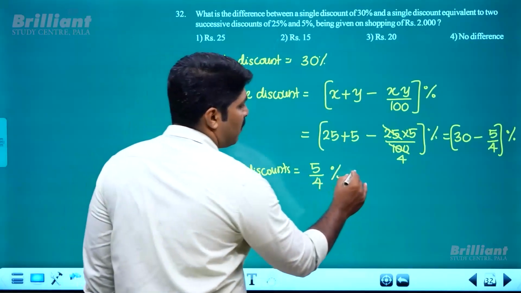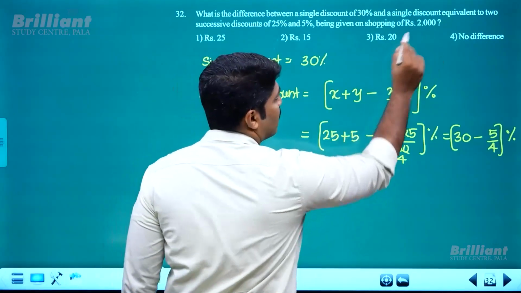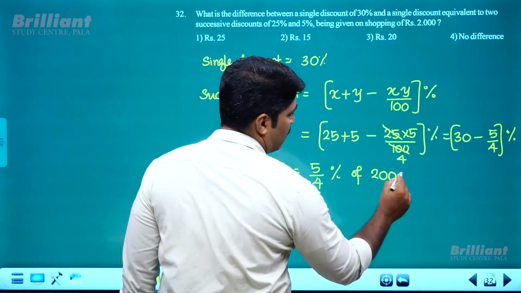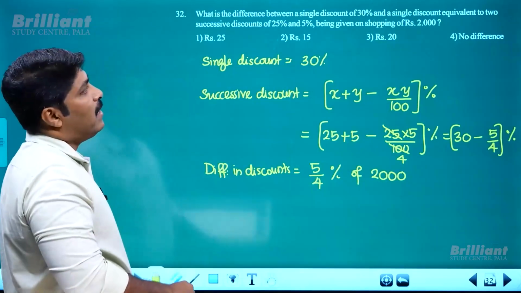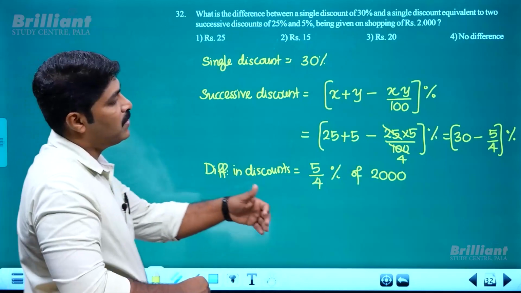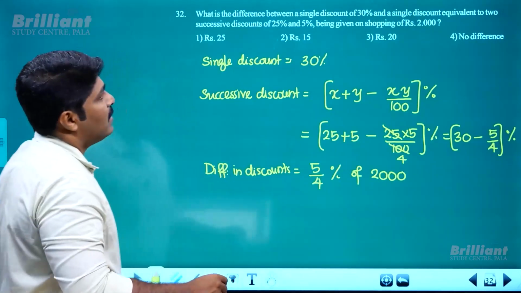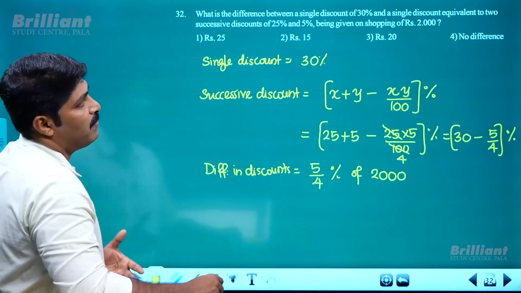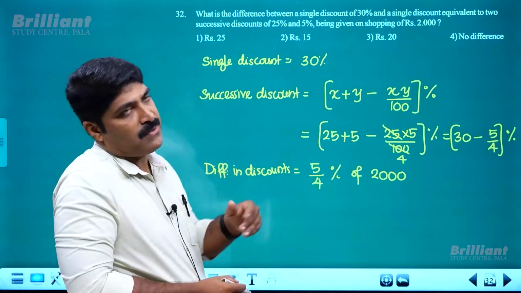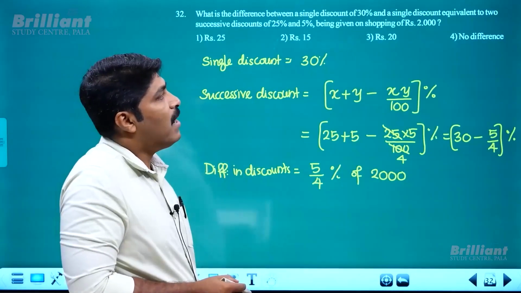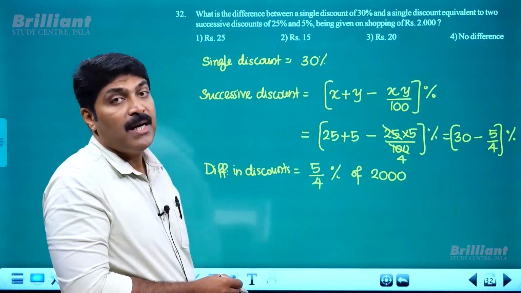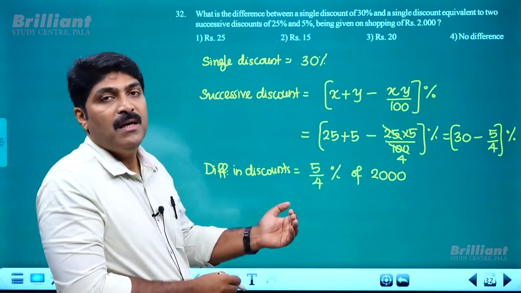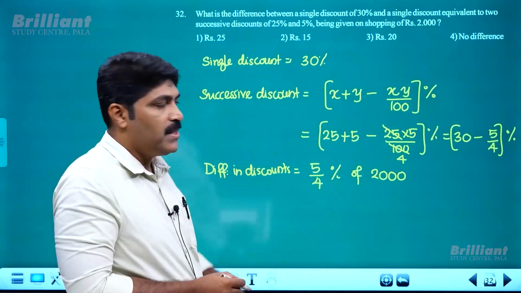That is 5/4% of the total marked price, being given on shopping of rupees 2000. So here we are going to find out what is 5/4% of 2000. What is the difference between a single discount and two equivalent successive discounts of 25 and 5% being given on shopping of rupees 2000? Here that 2000 rupees is the marked price or the listed price of this article. That's why we are considering the difference in discount amounts like this: 5/4% of 2000.